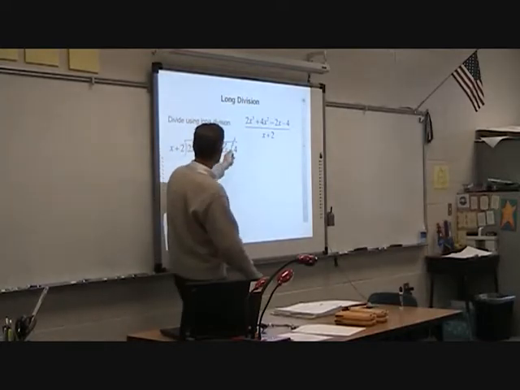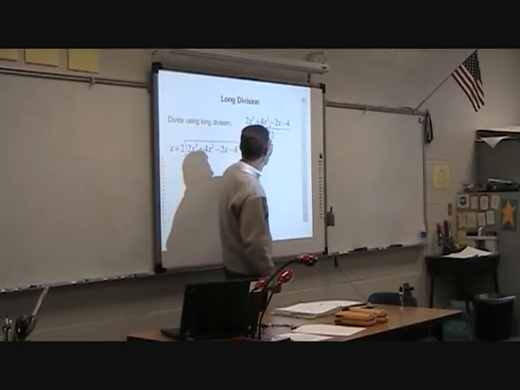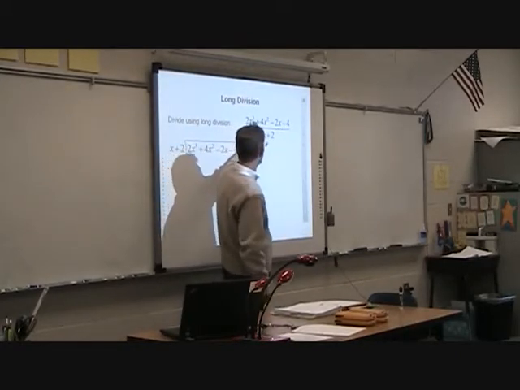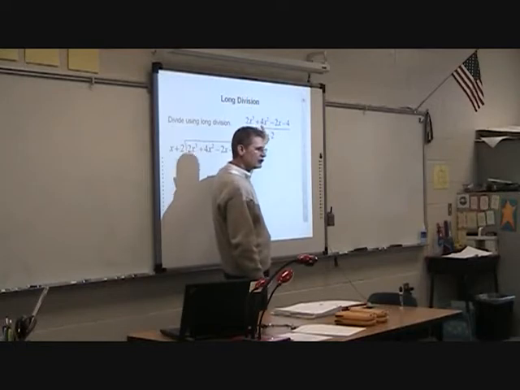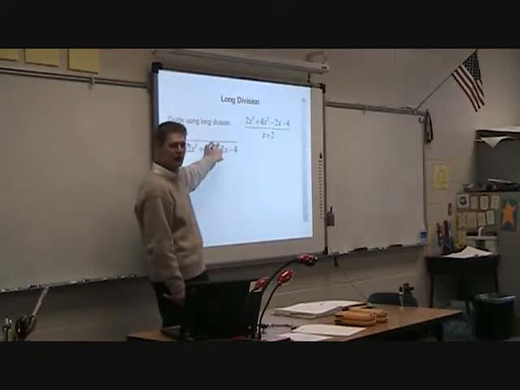You want to make sure there are no missing terms. Like 3, 2, 1, 0, okay, all the terms are there. But what if I had x to the 4th plus 4x squared? I'd have to put a 0x cubed in there so that I've got a place for those things when I'm solving the problem. Does that make sense?